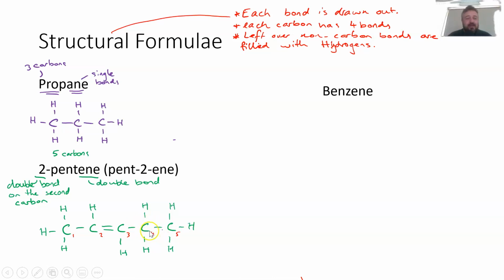Now, vote me out. So here we have a carbon with 2 hydrogens hanging off it, and that's because it has 2 bonds already. And we're back to here. This carbon only has 1 bond hanging off it, so it gets 3 hydrogens, and that's fine.